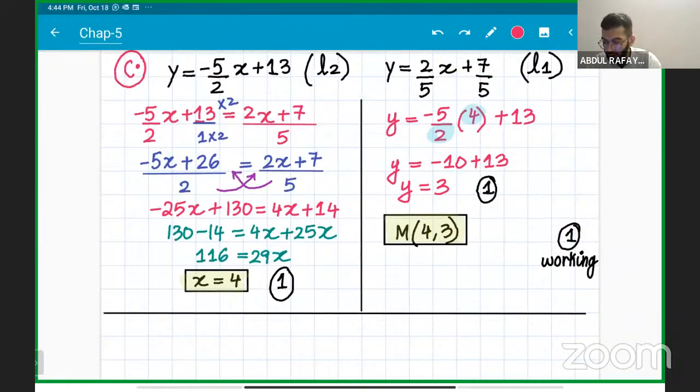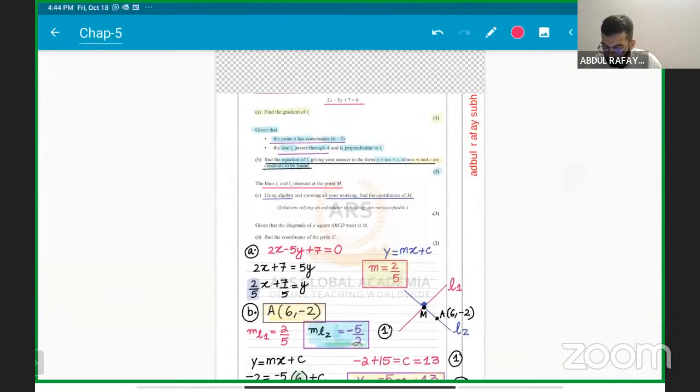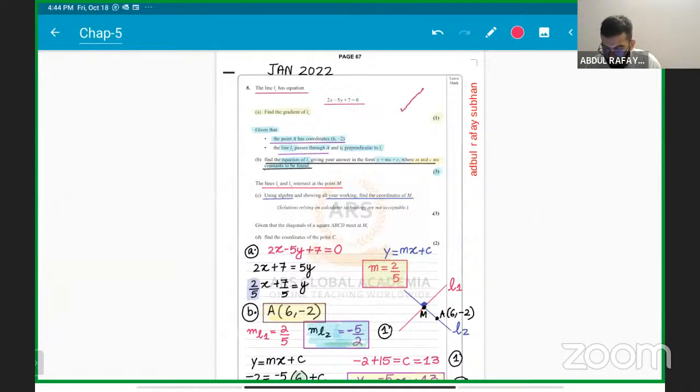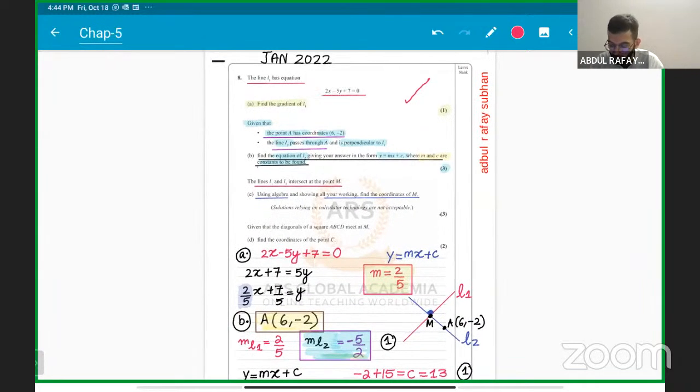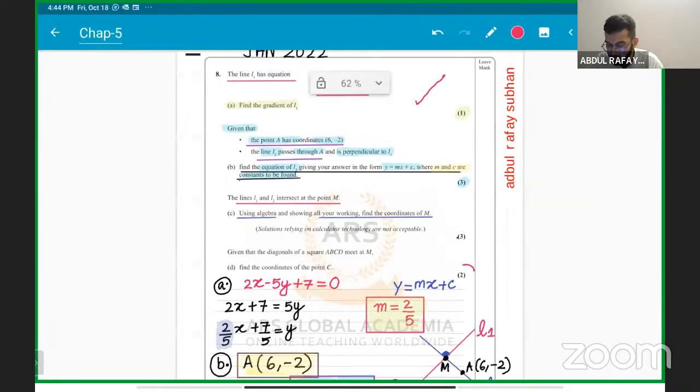Next part. C part was easy, okay? Please follow carefully. A was easy. B was medium level of difficulty. If you know the perpendicular concept, C was very easy. Now D is the main part that is tricky, and a lot of students will not be able to solve it. A lot of students in the exam might have left this question when it came in January 2022.